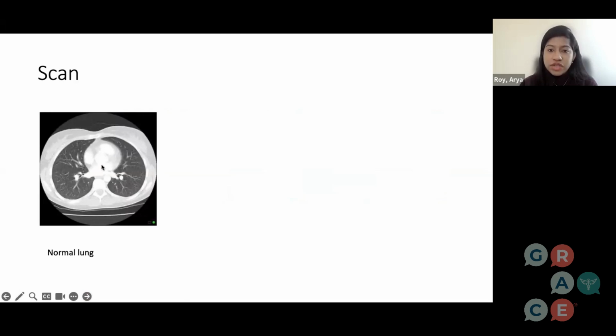This is a cross-sectional view of your lungs. This is what we call normal lungs. This is how your lungs appear in a normal CT scan.